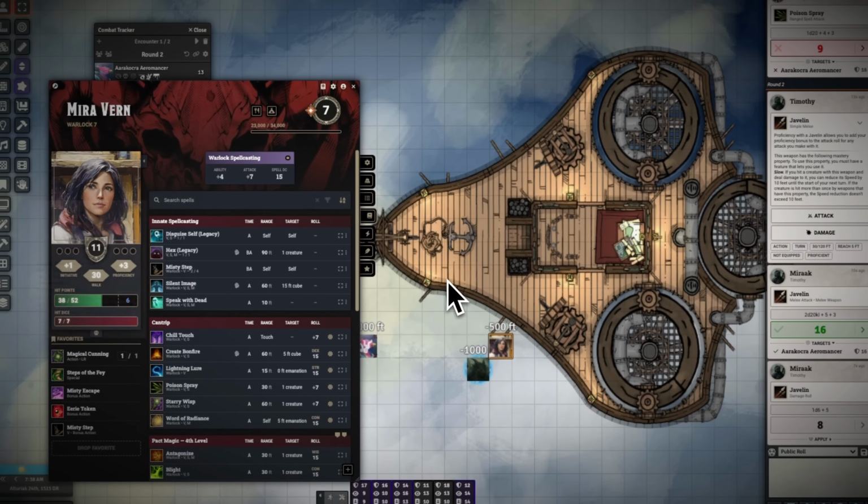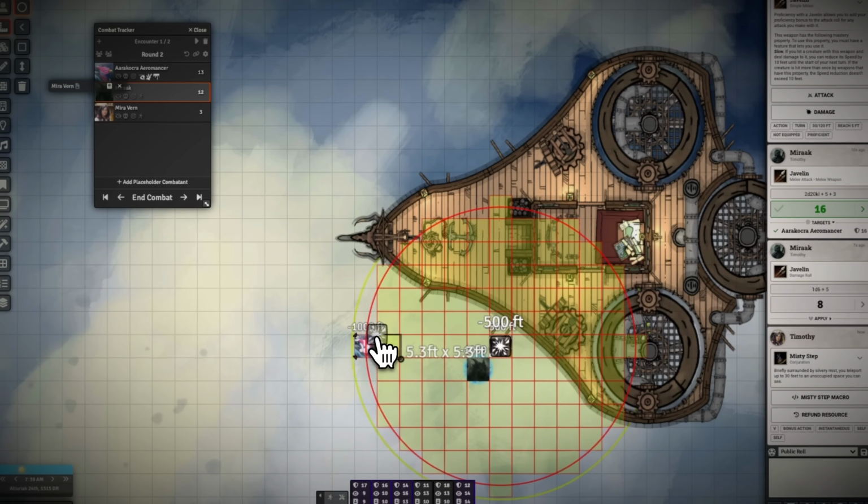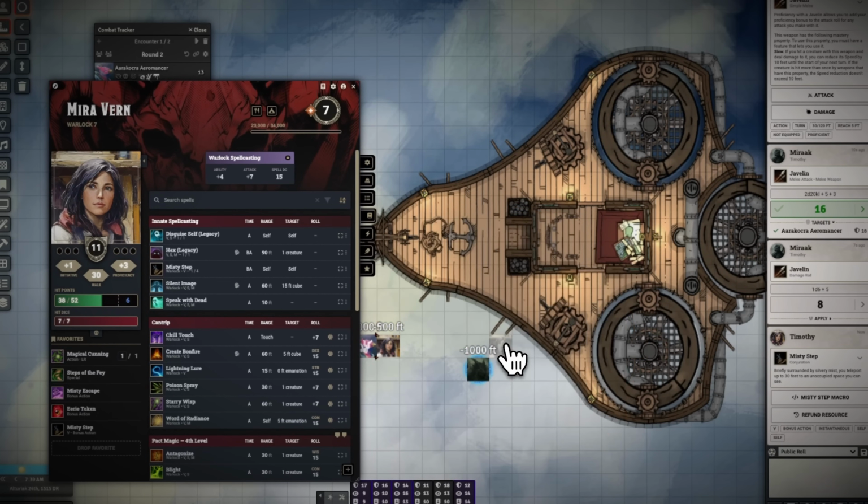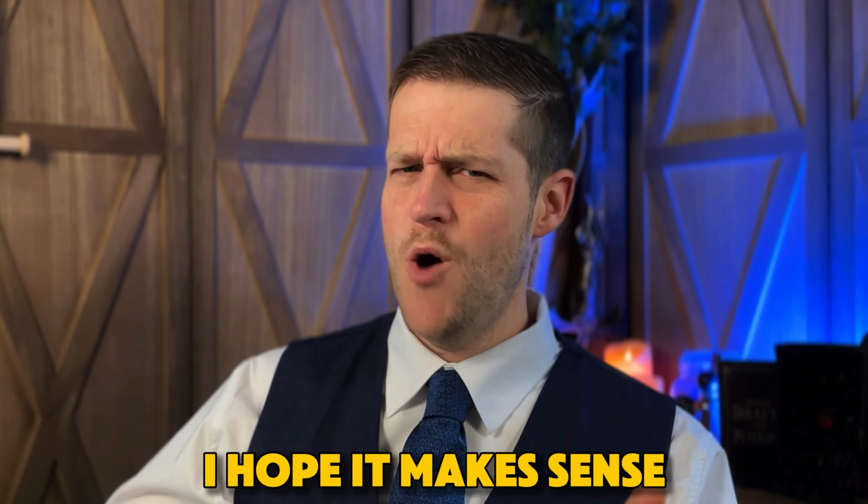Mira, on the other hand, is a Fey Warlock and decides to use Misty Step to teleport in position to fall past the Birdman, readying a touch spell she hopes will level the playing field for when she falls into position, and so on and so forth. I hope it makes sense.